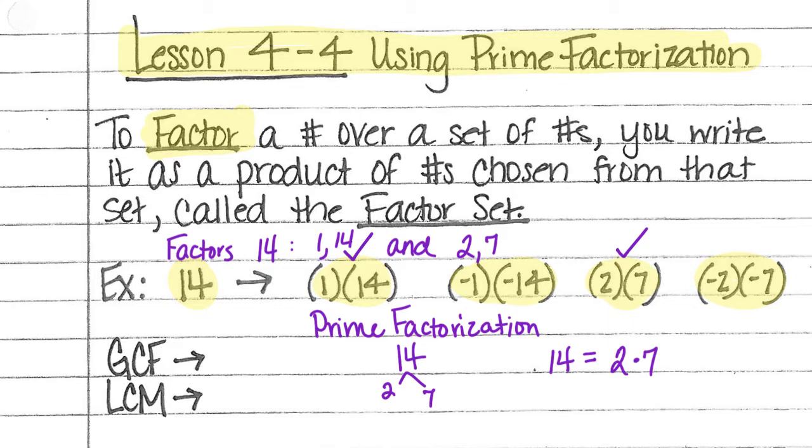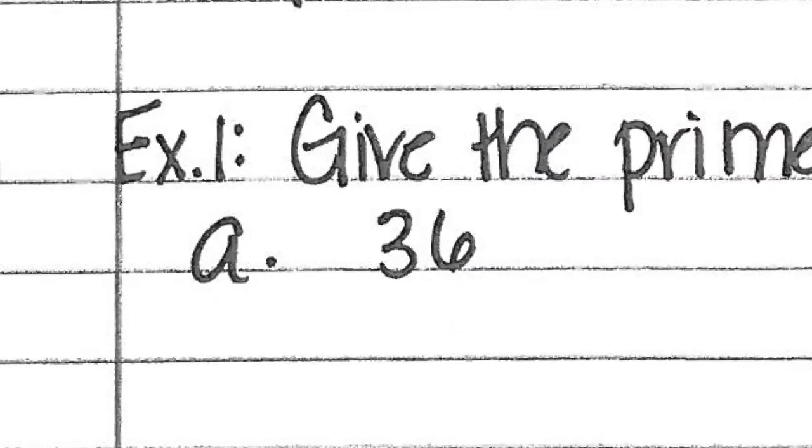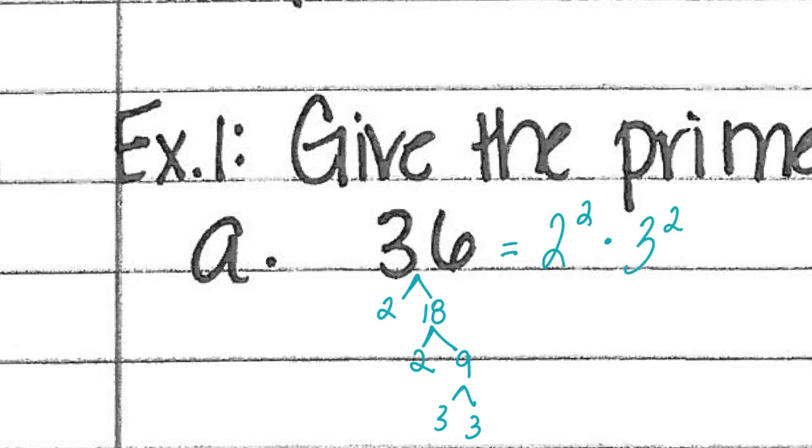Typically with the factors, we write them in a T-chart. Okay, so let's continue on with the prime factorization of 36. I would start by breaking this down. I always do the smallest: 2 and 18, 2 and 9, 3 and 3. So we would write this as 2 squared times 3 squared.